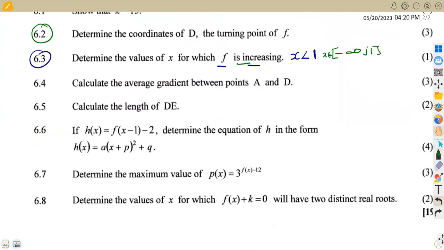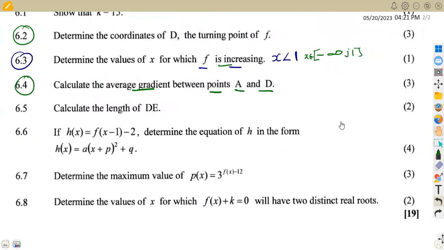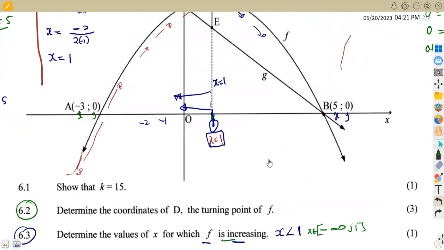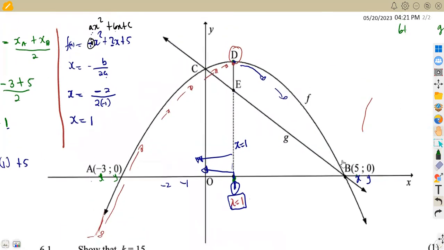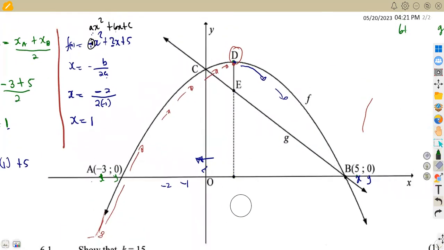6.4, we are now given to calculate the average gradient between the point A and D. What is the average gradient? Remember, for average gradient, you need to find exactly the point at A and exactly the point at D. Then you use the gradient formula. All right, so let's check what we have at A and at D.